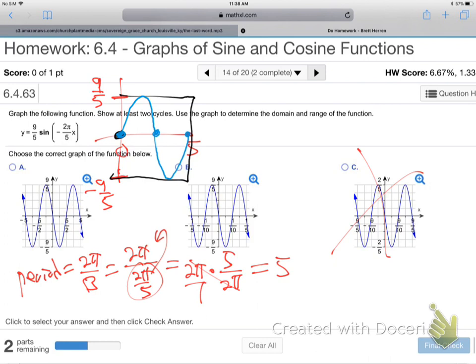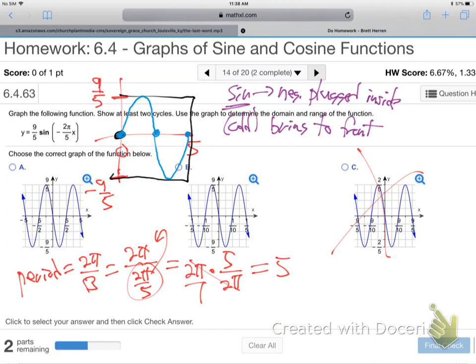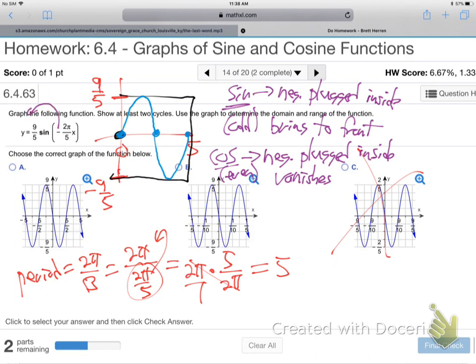Yeah, so remember for sine, negative plugged inside, bring to the front. Because sine is an odd function. For cosine, if we had cosine, cosine's an even function we learned yesterday. Negative plugged inside, vanishes. You don't bring it to the front, it just vanishes. Poof, gone. So yeah, Luis is right. Bring that negative to the front.